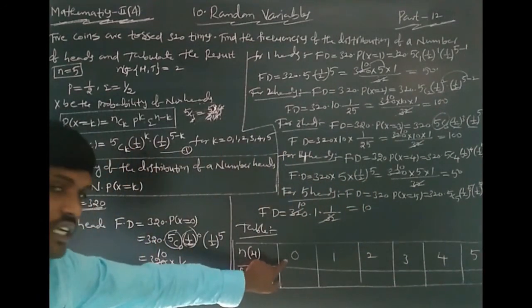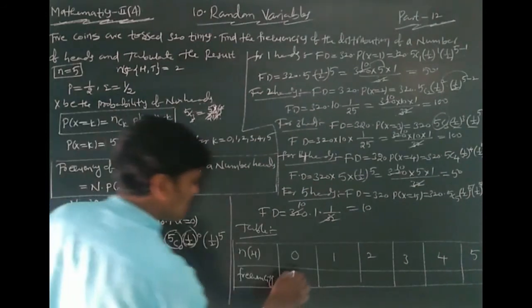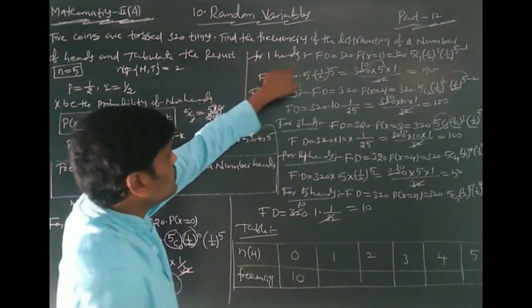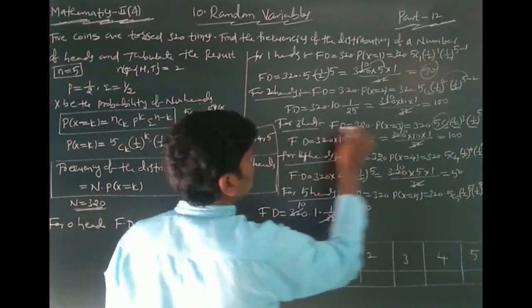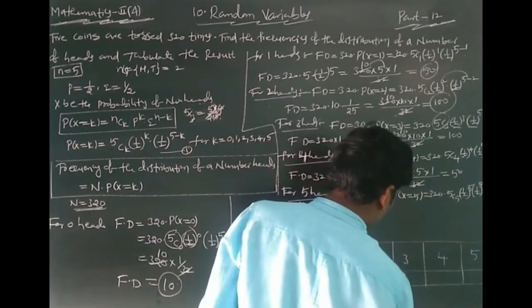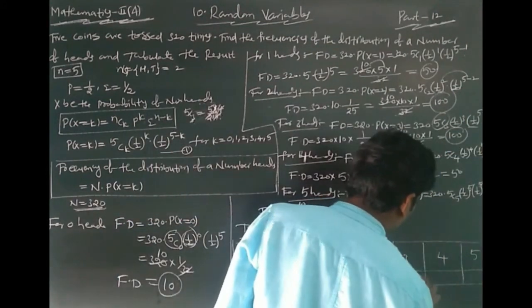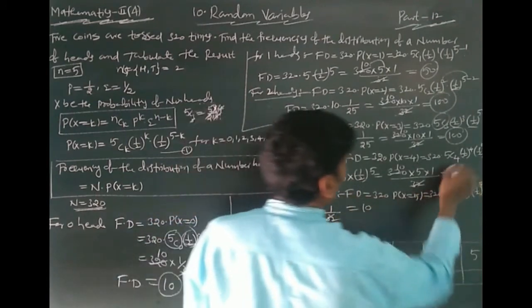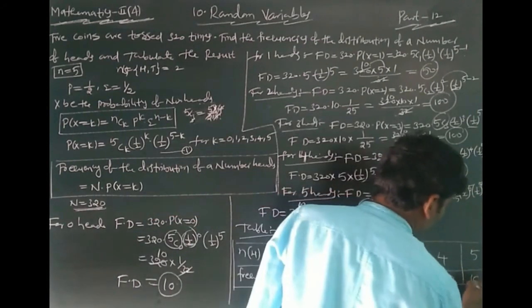For 0 heads, what is the frequency distribution? 10. For 1 head, what is the frequency distribution? 50. For 2 heads? 100. For 3 heads? 100. For 4 heads? 50. For 5 heads? 10.